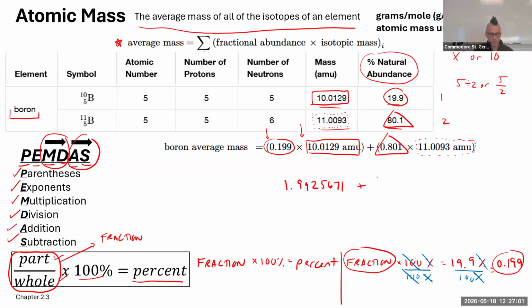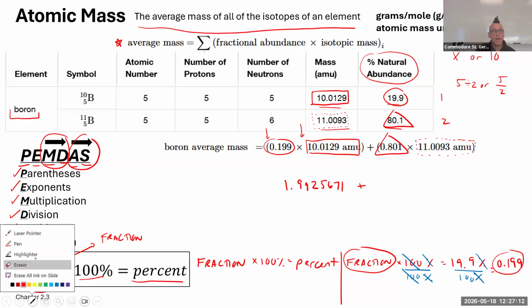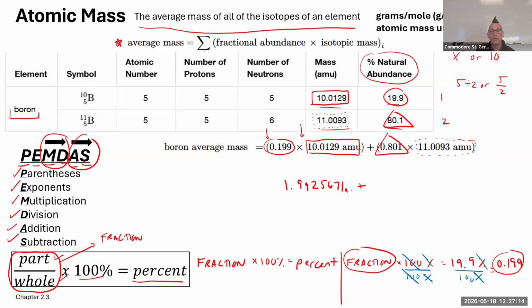plus 0.801 times 11.0093. And let me finish that up. So we cannot leave out that AMU, right? That's a unit. And it's almost like having a variable. So that can't just disappear.